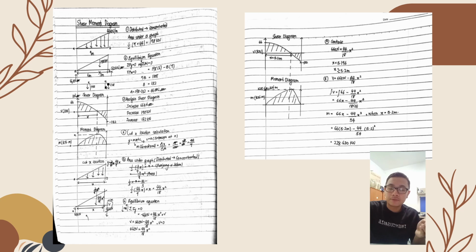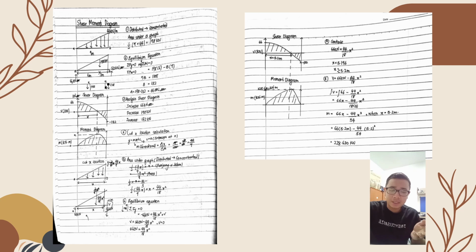After we have the concentrated force value, we find the moment at A, and then we get reaction B is 132 kilonewton and reaction A is 66 kilonewton. How do we get A? We simply subtract 198 by 132, then we get 66 kilonewton. Then we proceed to the shear diagram.